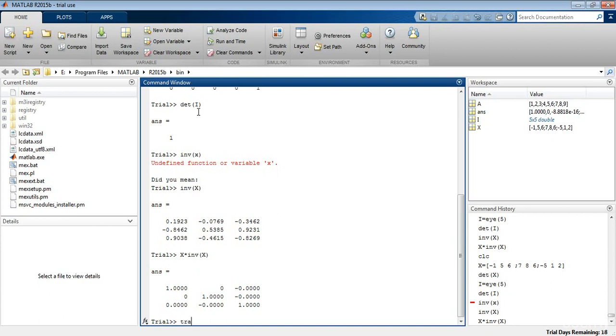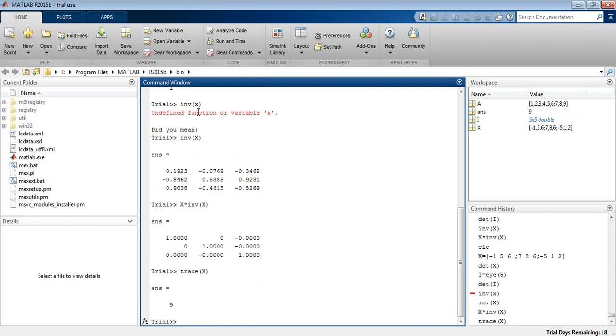For example, assume that we want to know the trace of matrix X. Only type trace and X and press enter. As you see, the output of this command is only a number.